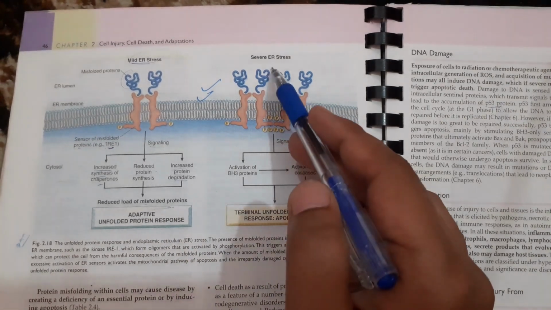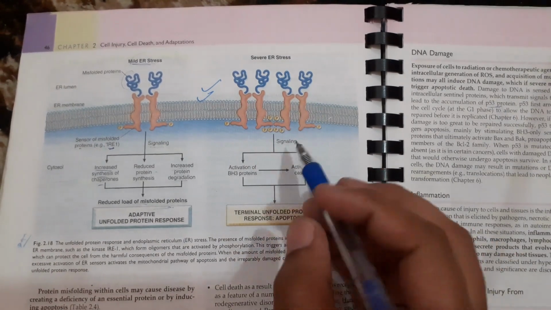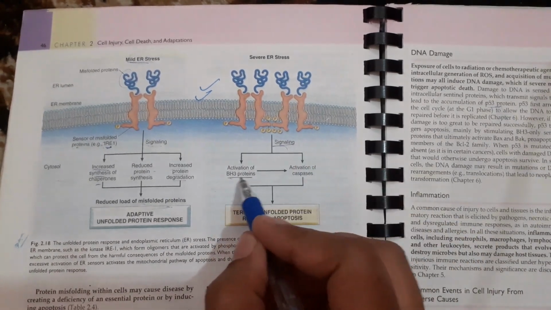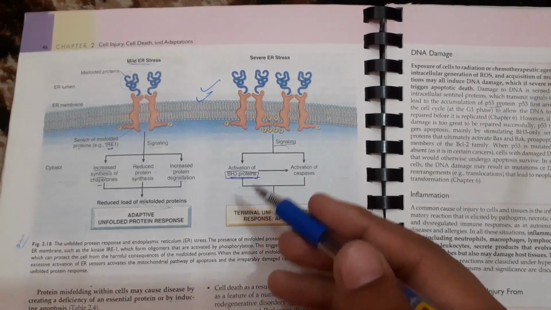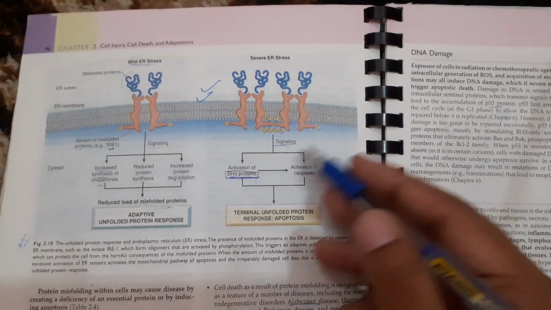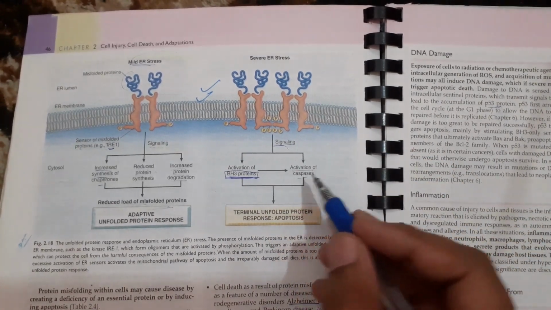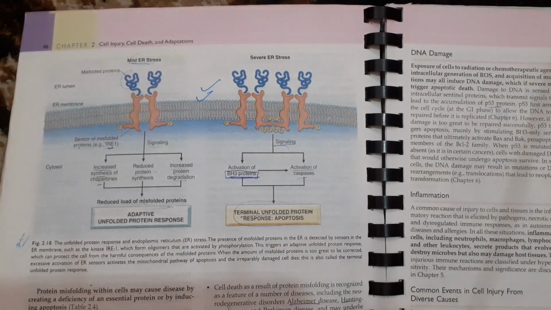However, if there is severe ER stress or severe accumulation of misfolded protein, what happens? A signaling pathway activates the BH3 proteins. What are BH3 proteins? These are basically apoptotic proteins. They induce BAX and BAK, and they induce the activation of caspases, which lead to cellular death. This is called the terminal unfolded protein response.